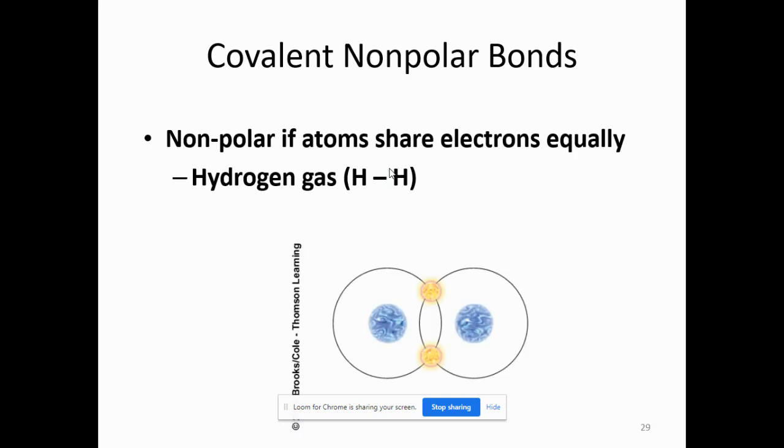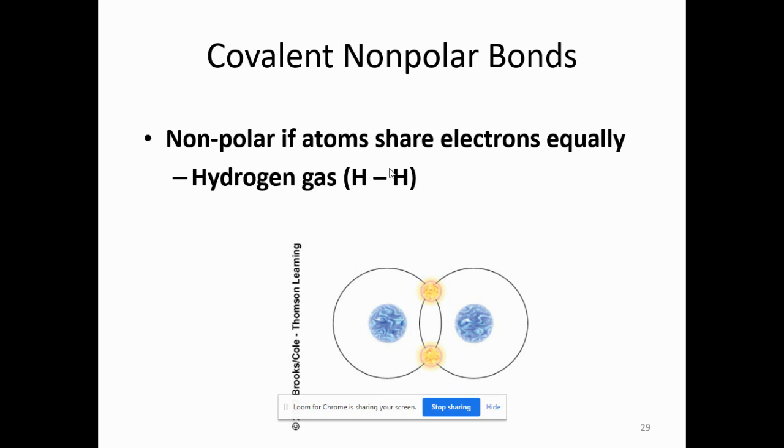Now you can also have covalent non-polar bonds. If electrons are truly shared equally, that would be considered a covalent non-polar bond. Let's take a step back. In the ionic bond, one electron is really donated to the other atom, such as sodium and chlorine. Whereas in a covalent bond, we say the electrons are shared.